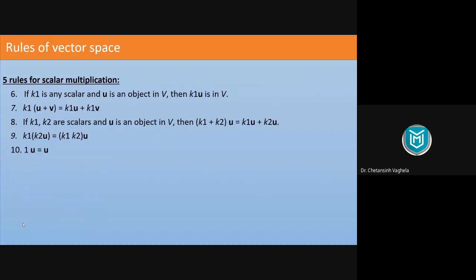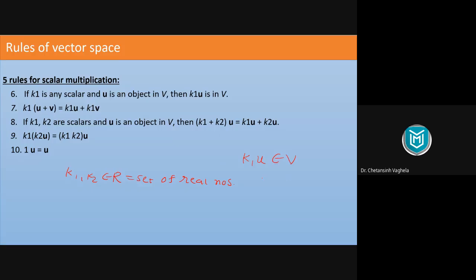Now first condition, if k1 is any scalar, scalar means it's any constant number, it's any real value. Your scalars k1, k2, they will be belonging to set R. Set R is the set of real numbers. So for these 5 conditions, whatever scalars you are choosing, they are real numbers or they are real scalars. So if you take any scalar k1 and if you take U, which is an object of your set V, then k1 into U, they should be again part of your set V.